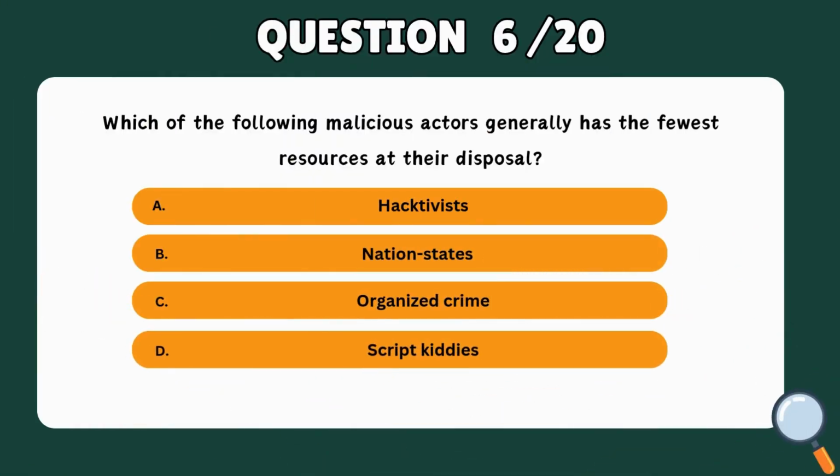Question 6. Which of the following malicious actors generally has the fewest resources at their disposal? A. Hacktivists. B. Nation-states. C. Organized crime. D. Script kiddies. Correct answer. D. Script kiddies.